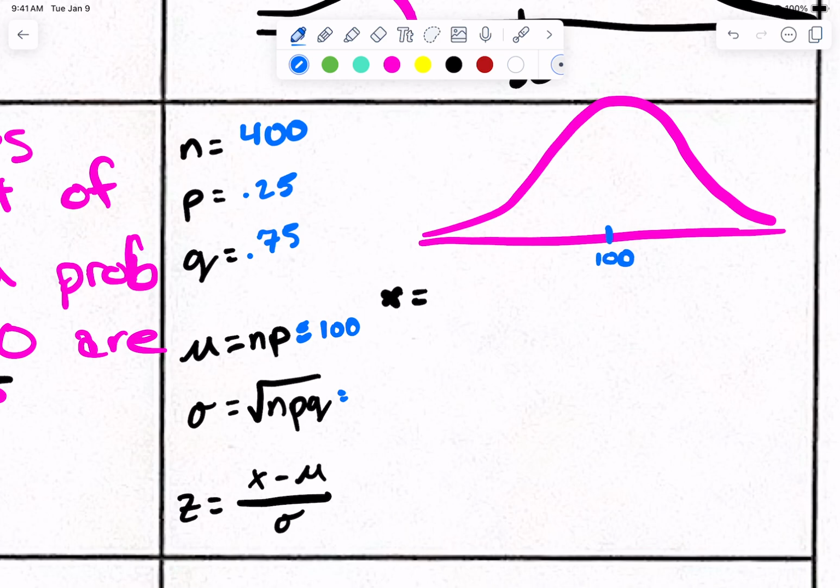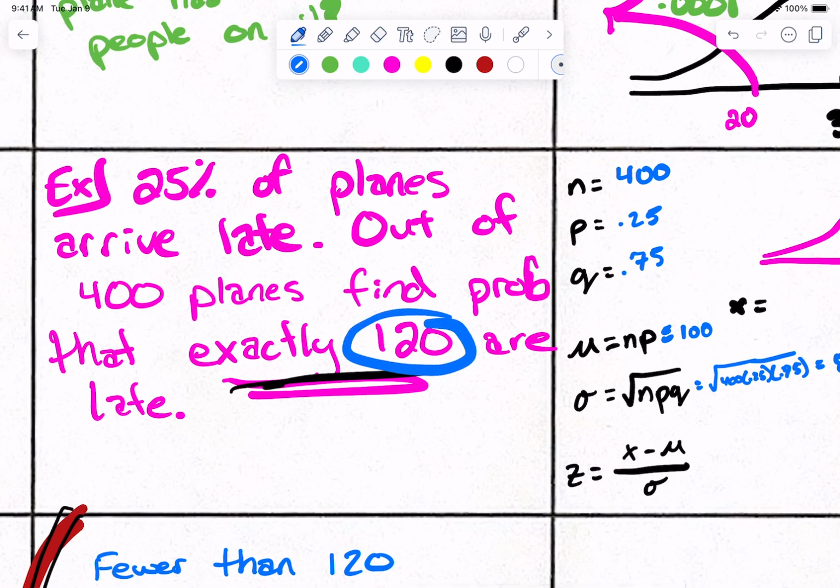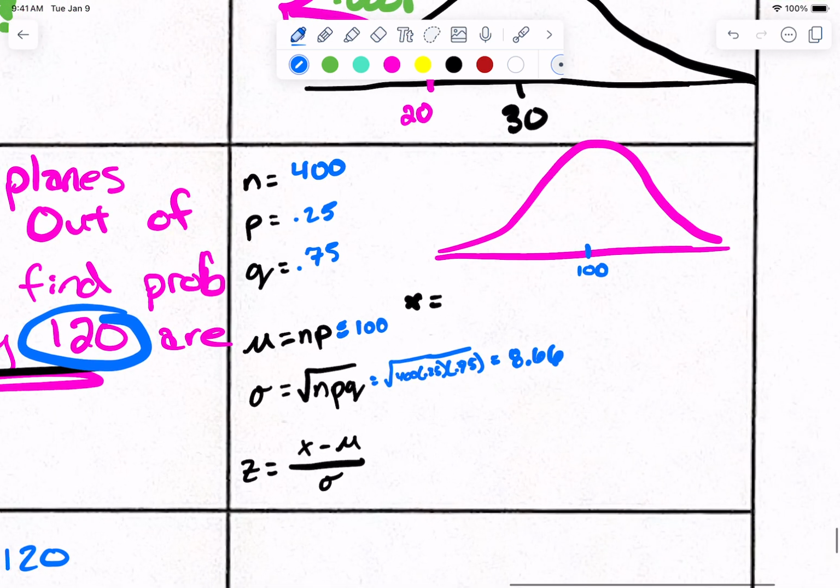With a standard deviation, if you do the square root of 400 times 0.25 times 0.75, I think you get like 14 point something. Does somebody have that number? 8.66. Yeah, that's right. I don't know why I'm thinking 14. Anyway, 8.66. That's my standard deviation. We are wanting to know the probability of exactly 120 being late. That is your X value, but we're going to change him.